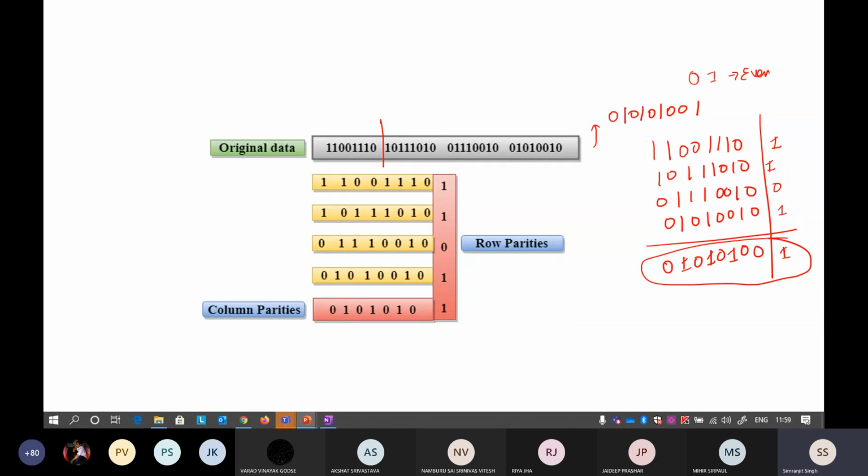Okay, so again based on this, everything will be calculated as usual. At the receiver side, it will again arrange the data in such a way, and it will again calculate the parity row wise and column wise. So that is more effective than only calculating the parity in a single one dimension. Okay, so two dimensional parity check is a bit more reliable than only a single bit parity.